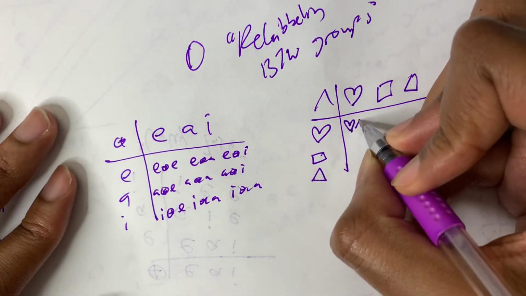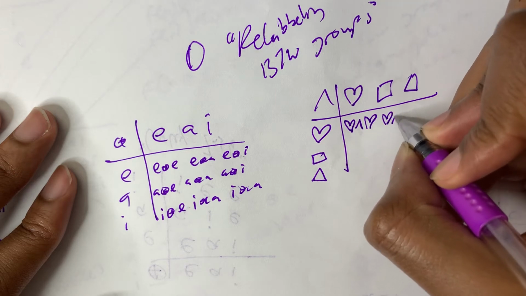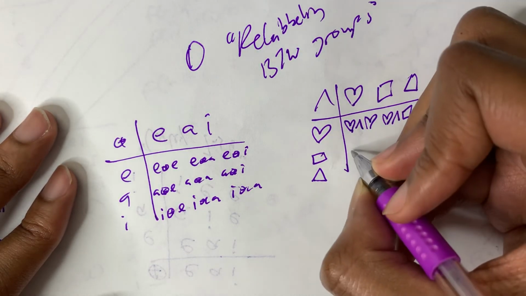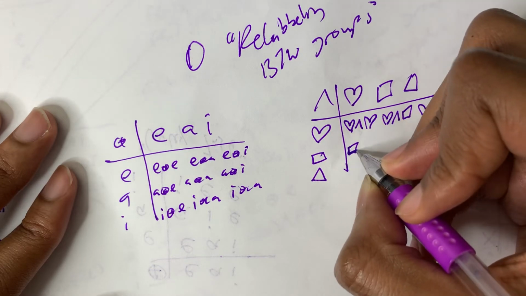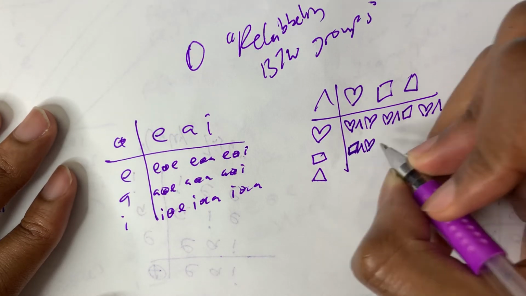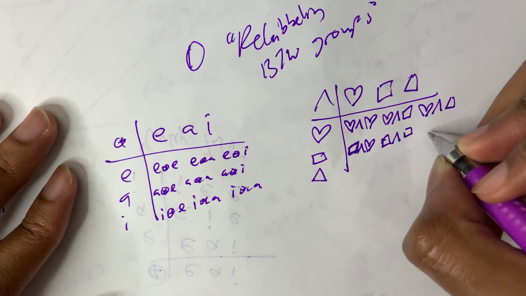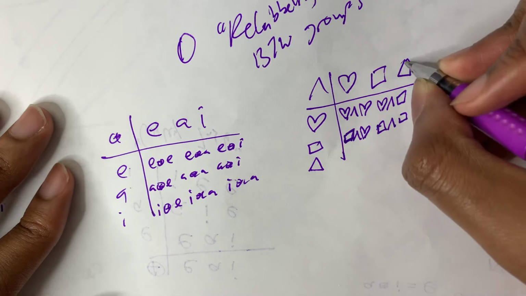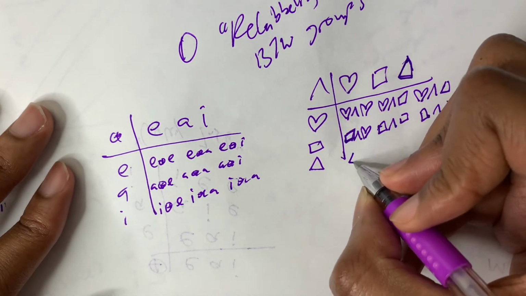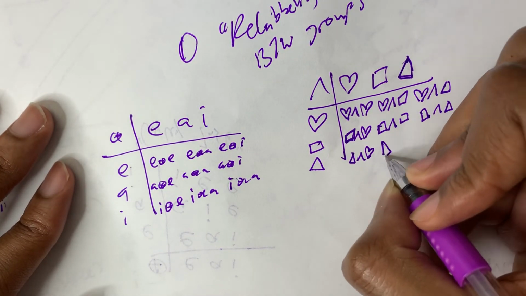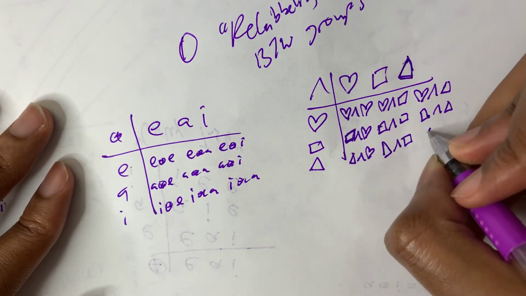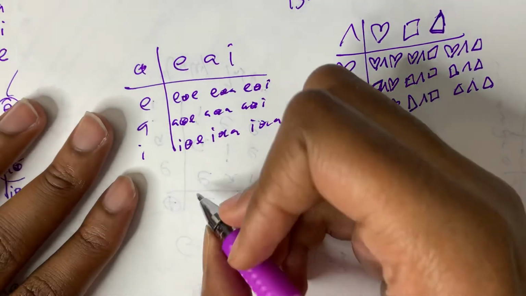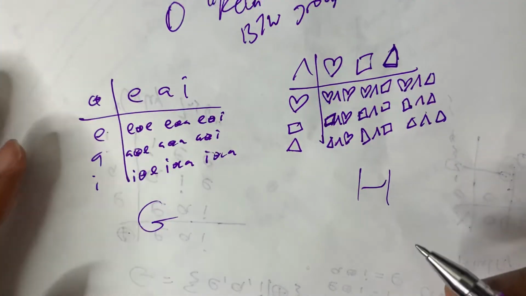Here we have heart wedge heart, heart wedge square, heart wedge triangle, square, I forgot what the symbol was. Square wedge. This is a triangle, by the way. Excuse my poor drawing. Triangle wedge square, triangle wedge triangle. Okay? So these are our two groups. Let's call this G and H.